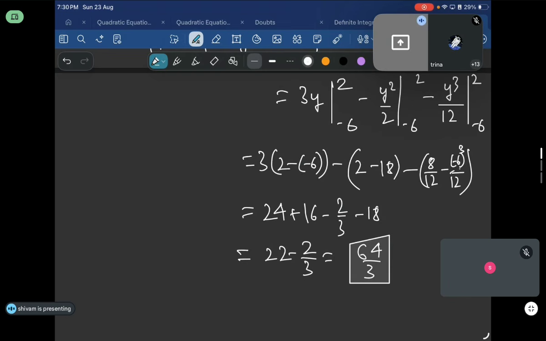Tell me, are people getting? Yes or no? Shashwata, is it clear? Ritam?